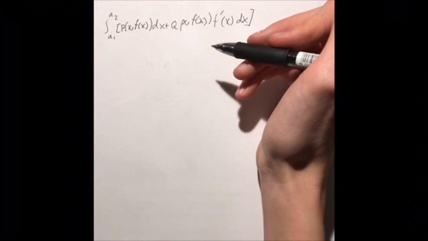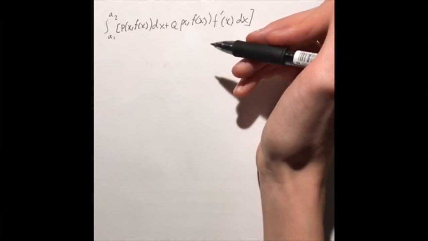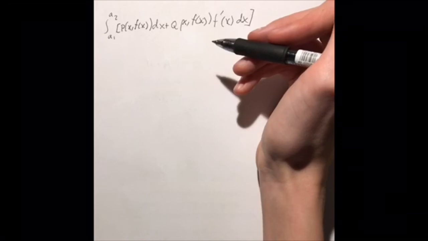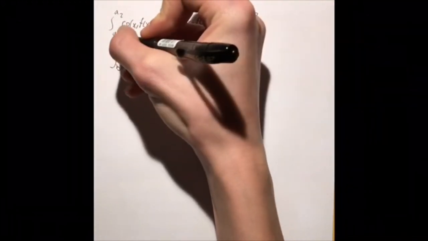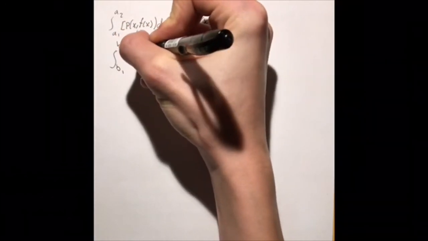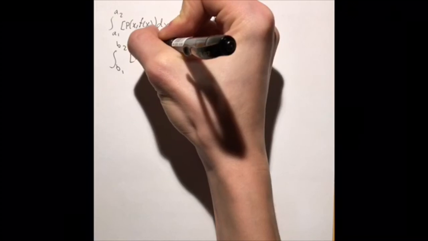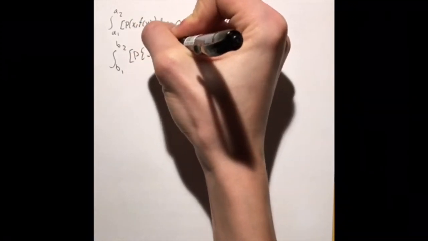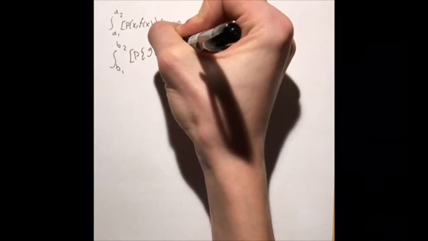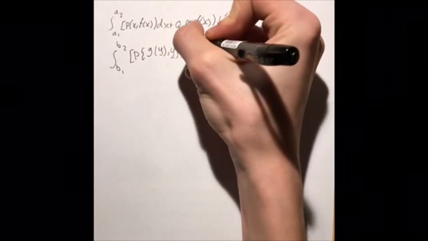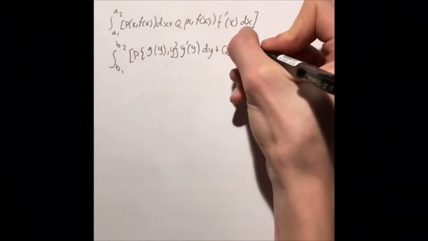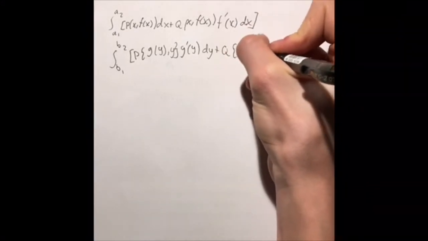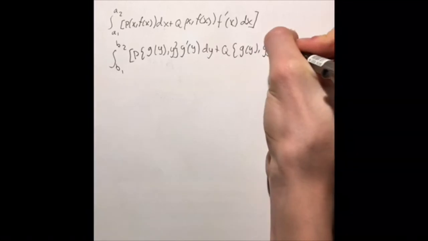Similarly, if K is given as x equals g of y, then dx equals g prime of y dy, and the line integral becomes the integral from b1 to b2 of P of g of y and y times g prime of y dy plus Q of g of y and y dy.